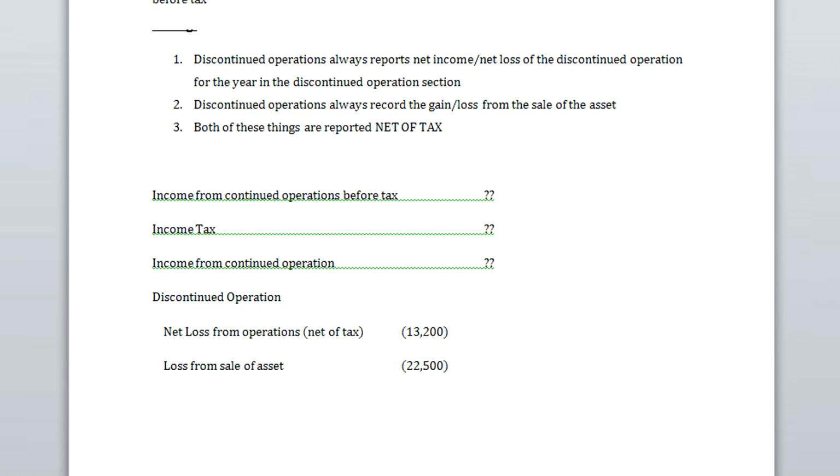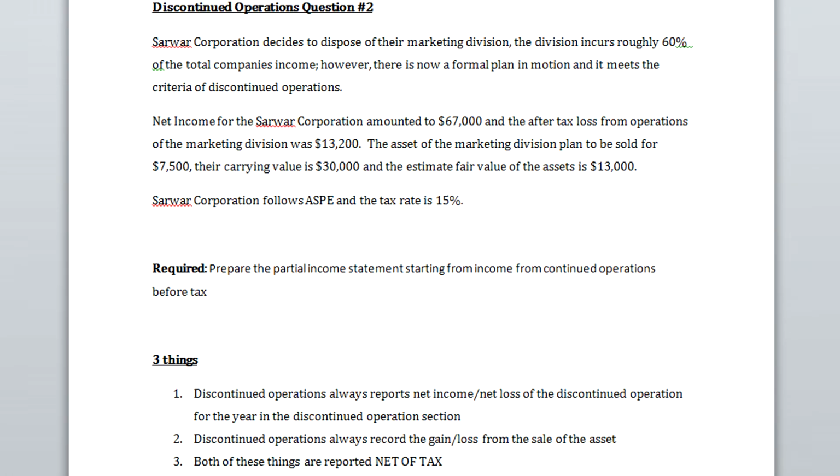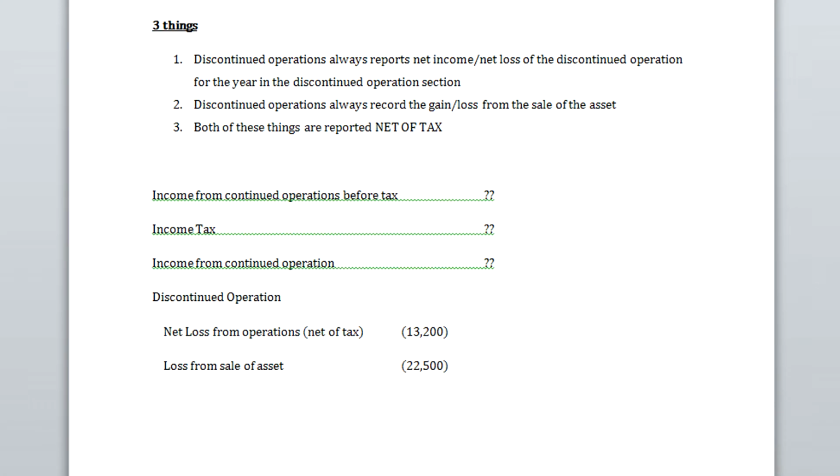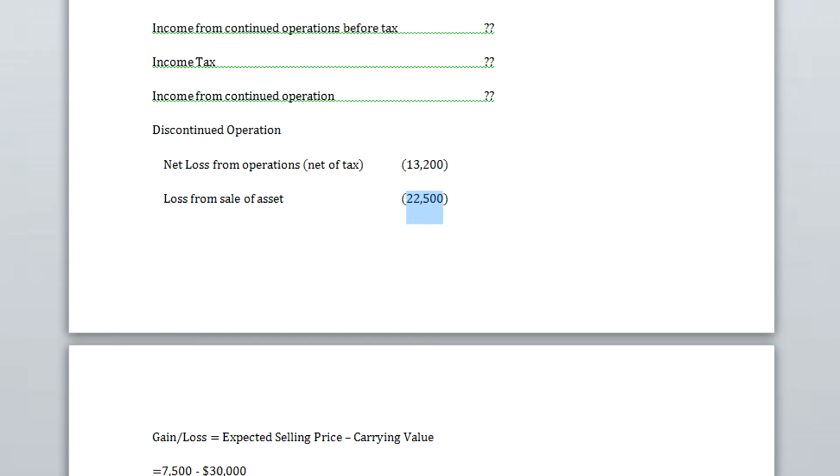All right? Now, one thing I want to point out is that these amounts here, it doesn't say that they're net of tax or after tax. Okay, so we're going to assume them to be pre-tax figures. But notice, remember that third thing, that both of these items here need to be reported net of tax. Okay, this $22,500 isn't net of tax, it is pre-tax. So we're going to need to report it net of tax somehow. Okay, how are we going to do that? We're going to simply times that by the tax rate. So we actually don't know what this number is yet. Still a question mark to us.